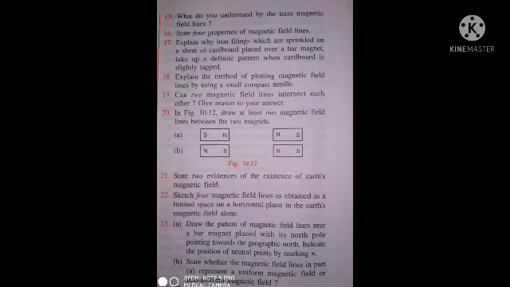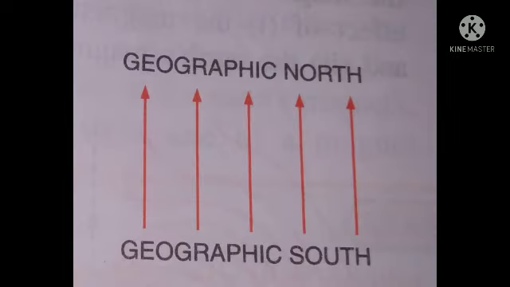Evidence of the existence of Earth's magnetic field. Two evidences of the existence of Earth's magnetic field are: 1. A freely suspended magnetic needle always rests in the geographic north-south direction, and 2. Neutral points are obtained on plotting the field lines of a magnet. Then sketch 4 magnetic field lines as obtained in a limited space on a horizontal plane in the Earth's magnetic field alone. So you have to draw the image that I have shown above.